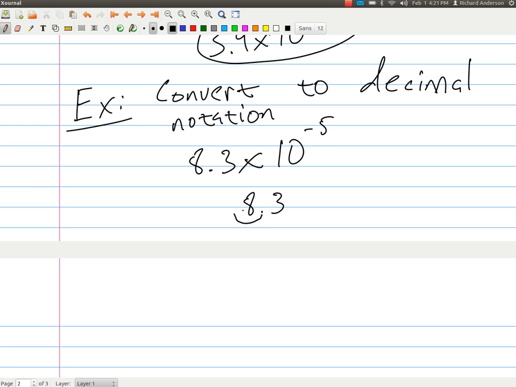If it's going from scientific notation to decimal with a negative exponent, then you move your decimal to the left. 1, 2, 3, 4, 5 times. So we get 0.000083.